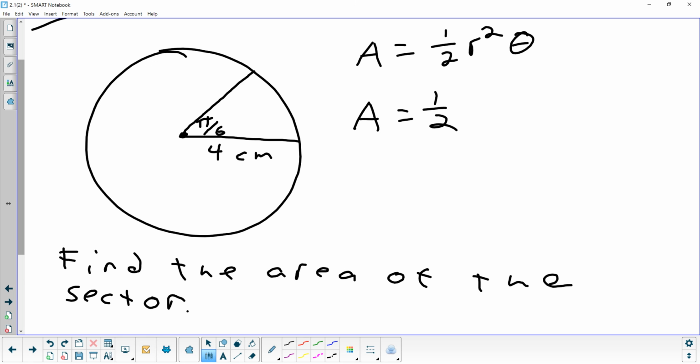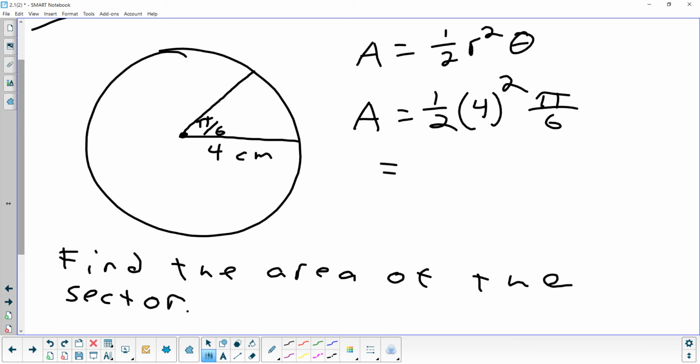Jaden, what's my radius in this case? 4 centimeters, yep. And Jess, what is my angle? Pi over 6. Don't have to worry about converting it. I know it's not degrees because it doesn't have the degree symbol. So it's already in radians. I'm good to go.